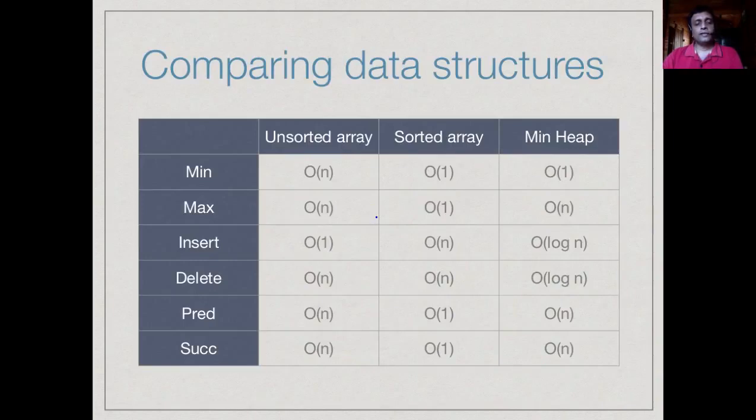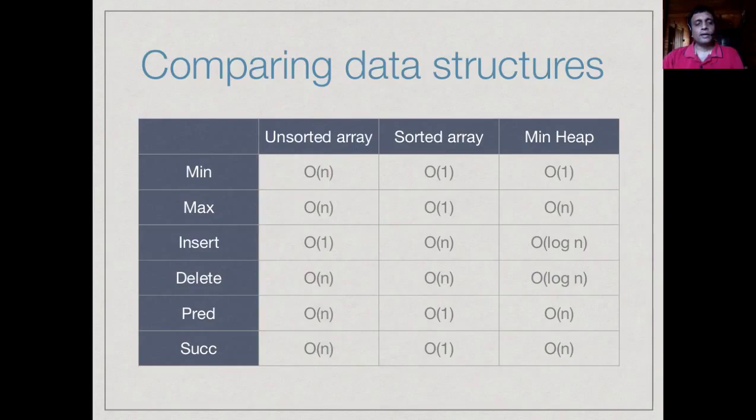So if we want to maintain this information, let's try and look at the different data structures we have seen so far. Okay, so we have unsorted arrays, sorted arrays, and min heaps. Now in this particular structure, we are not going to look at directly a delete min or a delete max, but two separate operations, one which checks the minimum and maximum, and one which deletes an element arbitrarily.